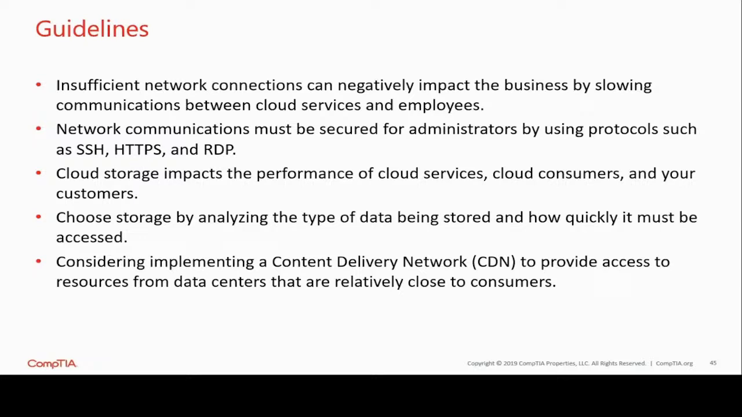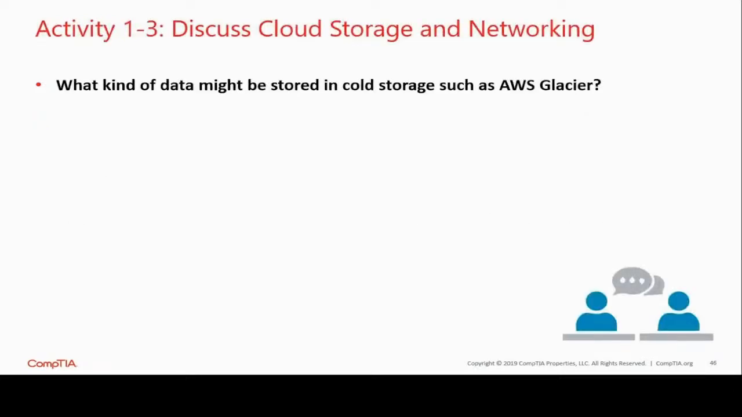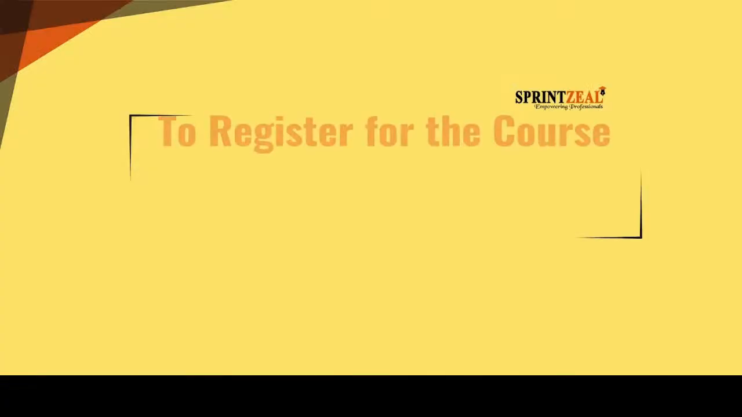Clear? Consider and implement a content delivery network, CDN, to provide access to the resources from data centers that are relatively close to consumers. That's what we were talking about just before the slides. They are configuring their CDN nearest to every country, every state, so that the end user can reach very easily by connecting to the closest CDN to fulfill their request. Clear? Any doubt so far? No, that's fine. Okay, I got it.